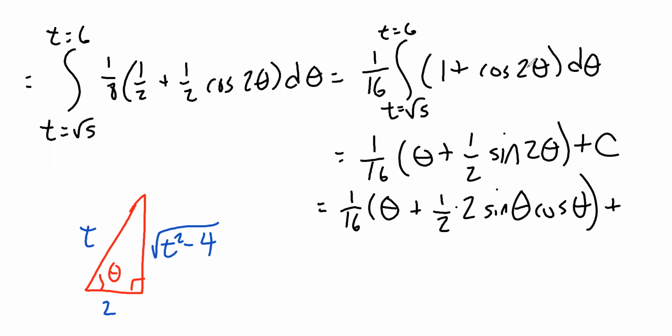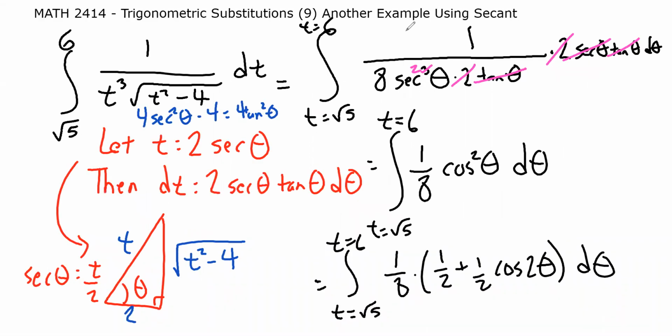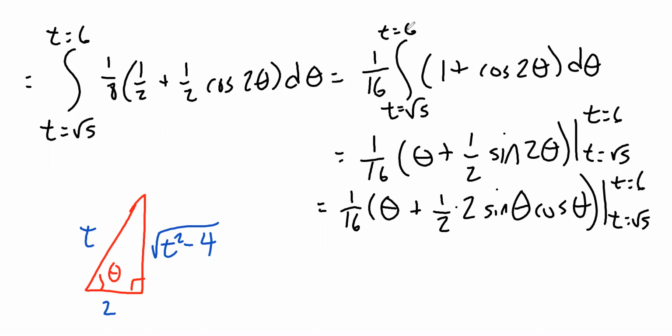Wait a minute. I don't need a plus c. It's a definite integral, going from t equals the square root of 5. And, you know, in all practicality, we could have lost the limits of integration from the beginning, done the indefinite integral, and then at the end, evaluated the definite integral. But I've already brought us this far.